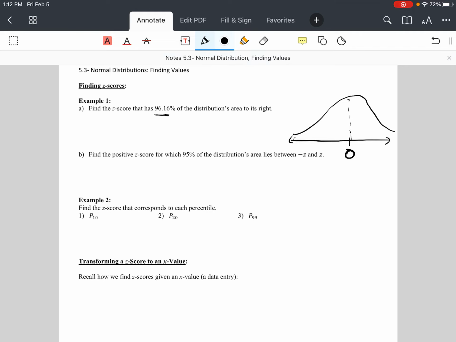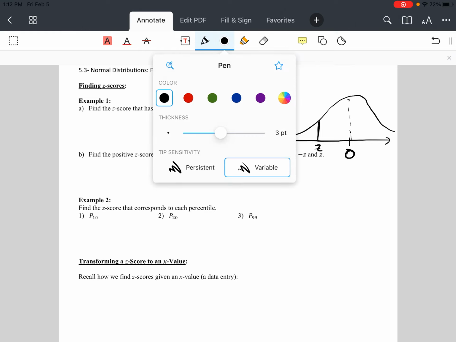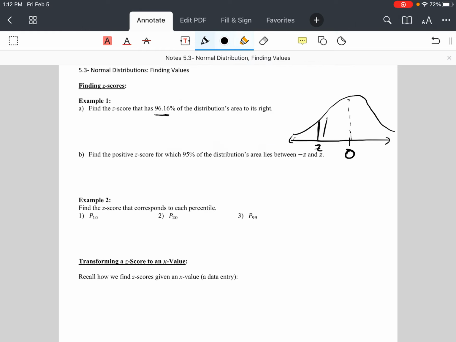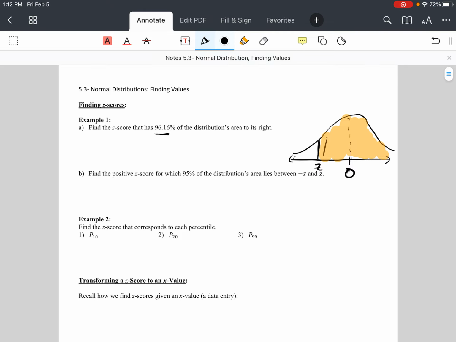Okay, and we're looking for the z-score that has an area of 96.16% of its area to the right of it. So, in other words, the z-score that we're looking for is probably going to be somewhere back here. So we're looking for this area back here. So our z-score is probably going to be negative.